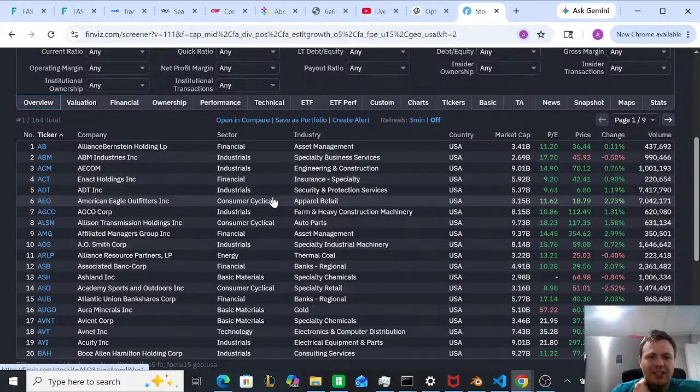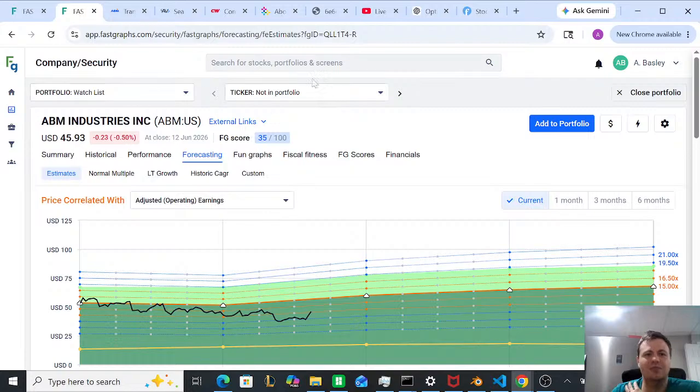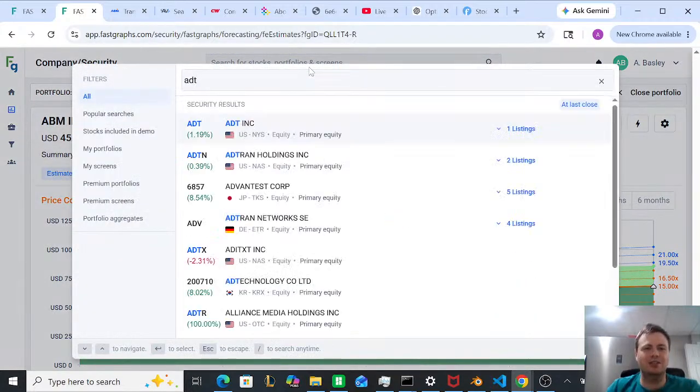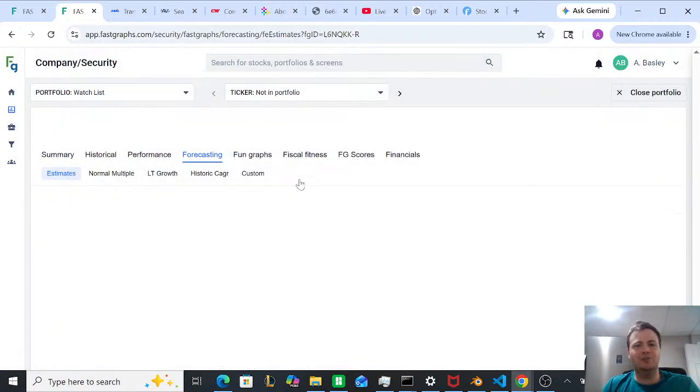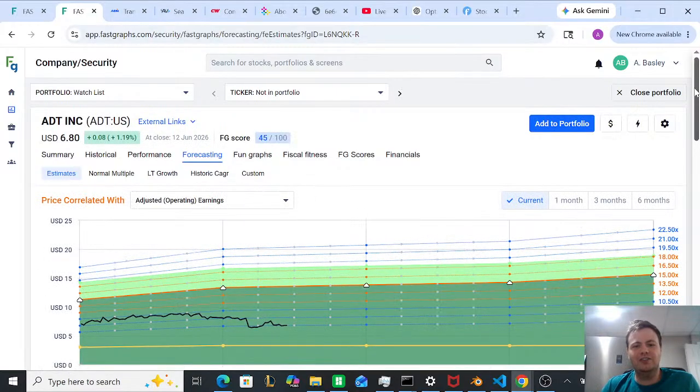You got American Eagle, not something I want to be involved in. ADT, we've seen their signs out front. I don't know, not really that interested. I guess I should make sure I'm not missing something. Maybe they're just so beaten down and everybody thinks that, so therefore they don't get any investment.